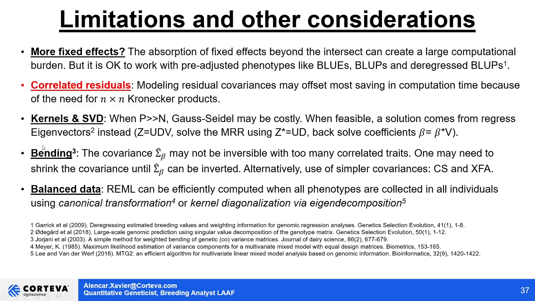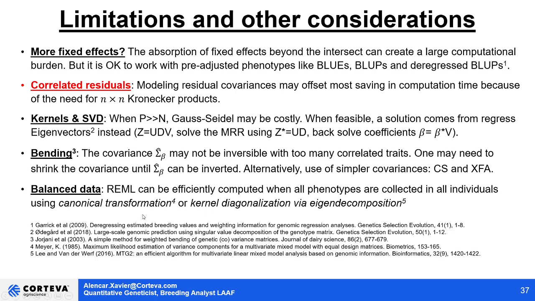Another thing that's very interesting is that as the number of traits increases, and here we're talking 500 plus traits with very high correlation among themselves, it might be necessary to bend the covariance matrix, here depicted by sigma beta. Bending simply means that we shrink the off-diagonals a little bit.